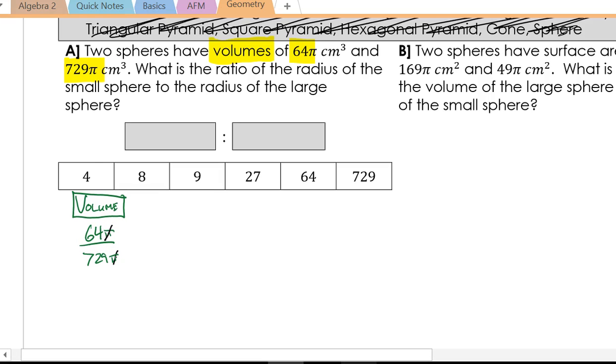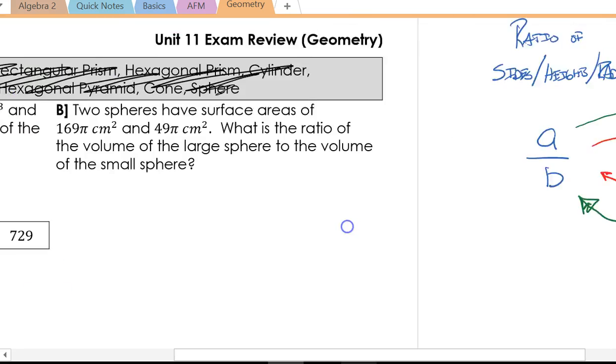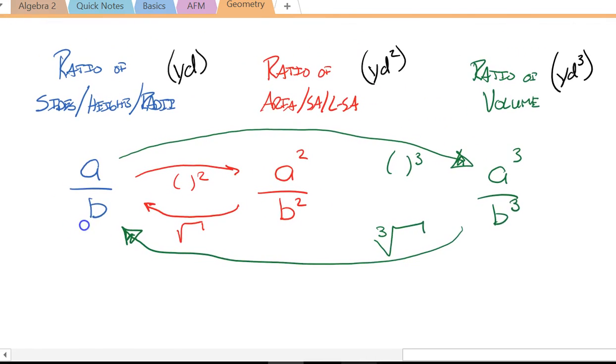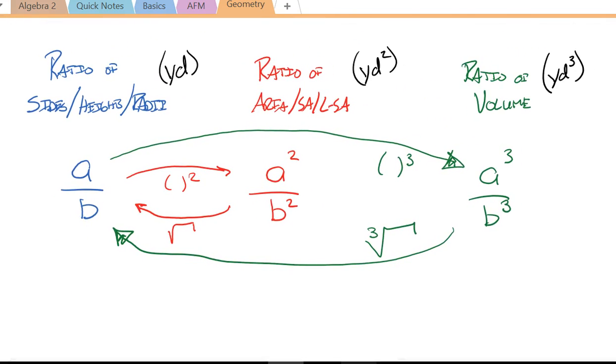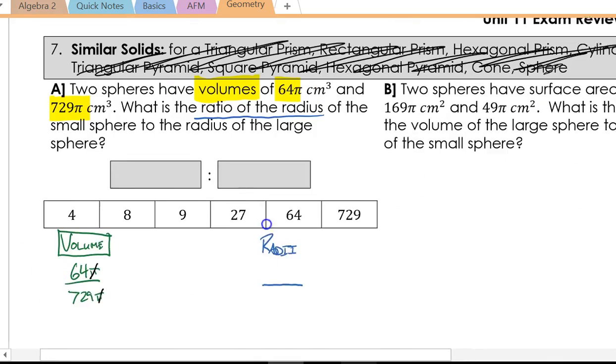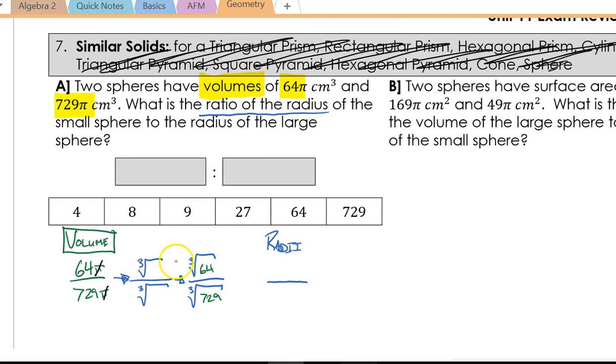So where are we trying to go here? Well, we're trying to go to the ratio of radii. If we go back over our organizer here, we see that if I'm going from a volume to a ratio of radii, we would in fact have to take the cube root of our values in the ratio. Meaning we're taking the cube root of 64 over the cube root of 729, which gives us a value of 4 over 9. The ratio of my radii is 4 to 9.